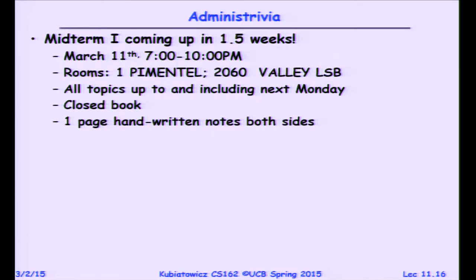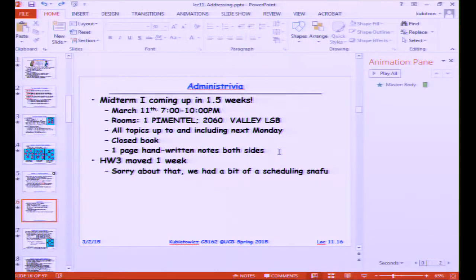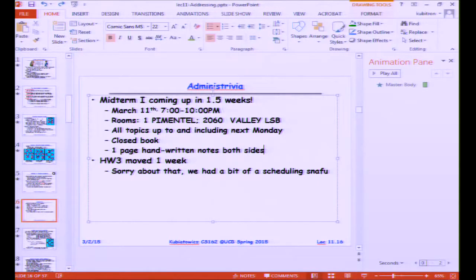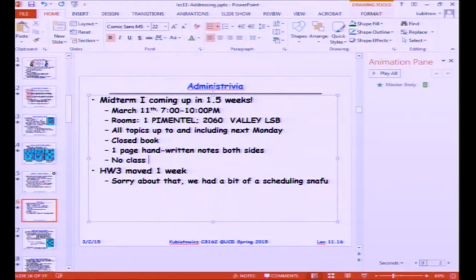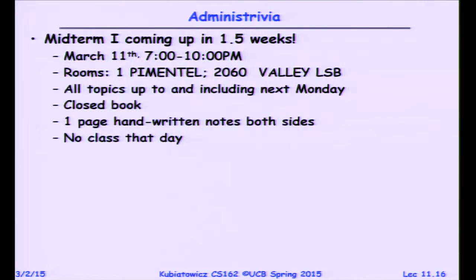Yes? Is it going to be more theoretical or more based on the project? Assume some of both. Yes. No class that day. Oh, I forgot to put that in there. Okay, no class. This is called on the fly. I'm going to put that day in there instead of saying there's no class. No class that day. And I'll probably have some extra office hours during normal class time.